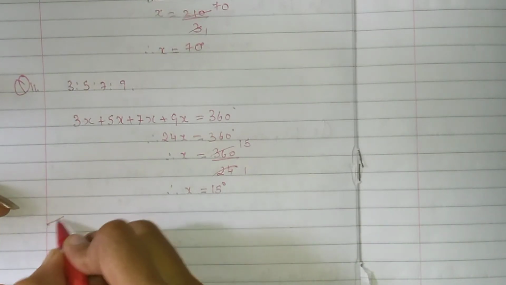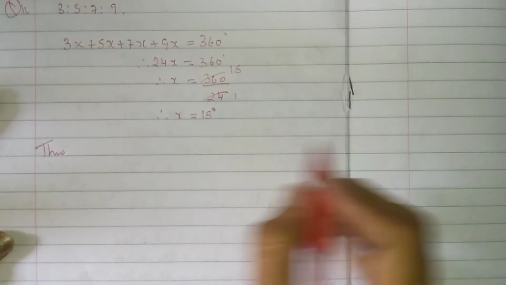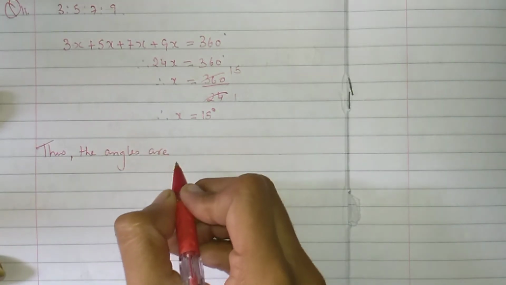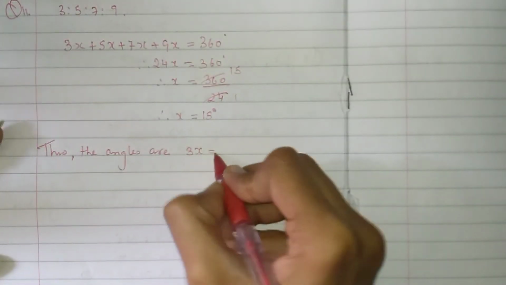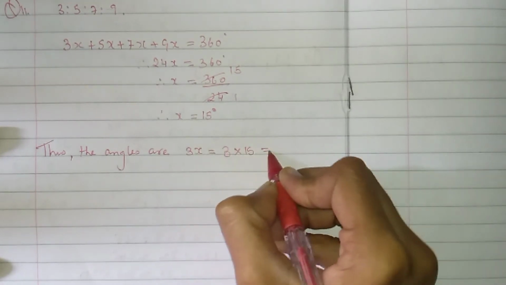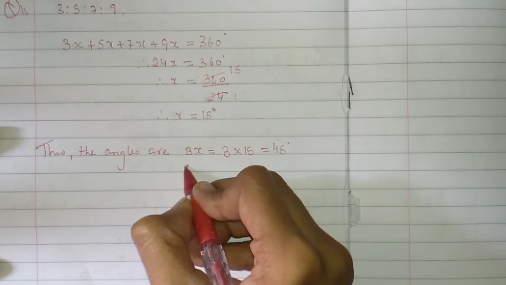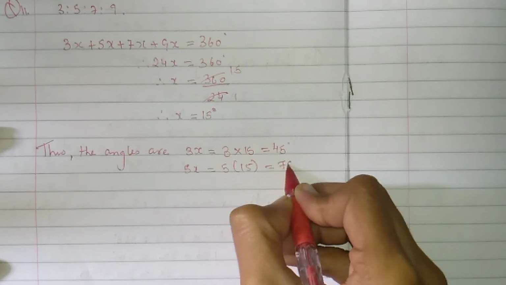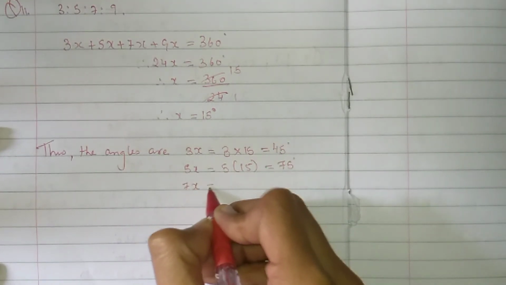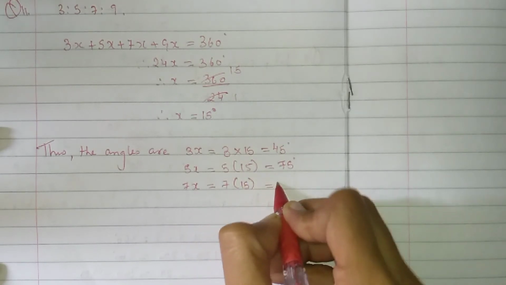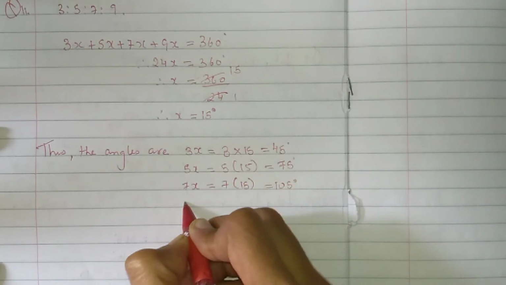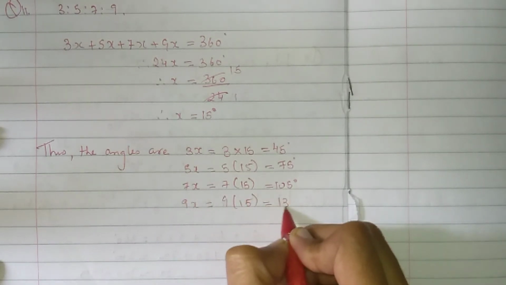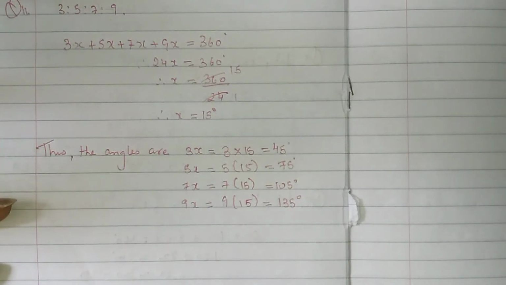Thus the angles are: first is 3x, so 3 into 15 equals 45 degrees. Second is 5x, so 5 into 15 equals 75 degrees. Third is 7x, 7 into 15 equals 105 degrees. And the last one is 9x, so 9 into 15 equals 135 degrees. That is your answer.